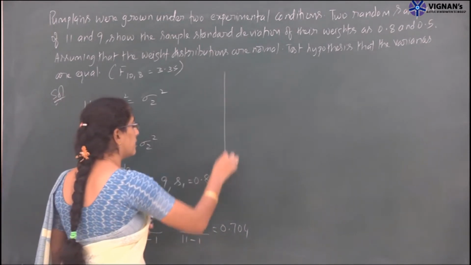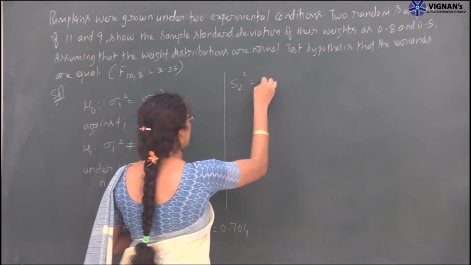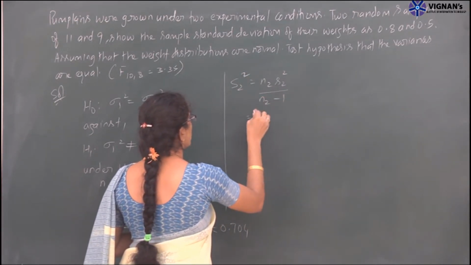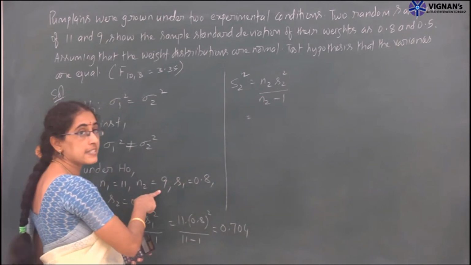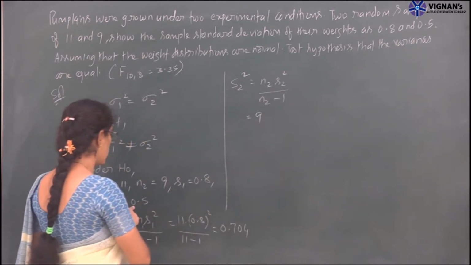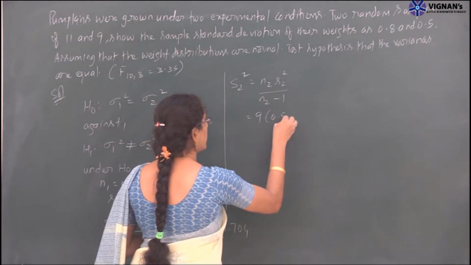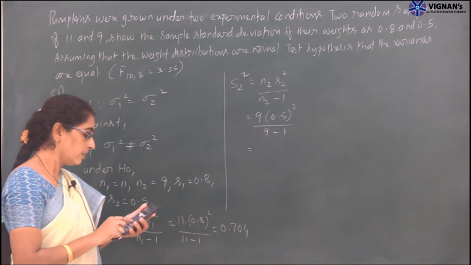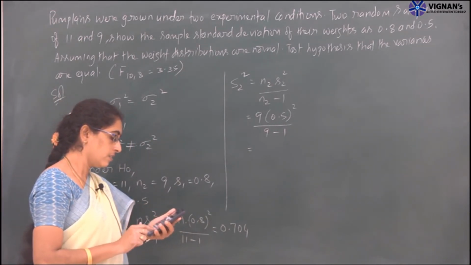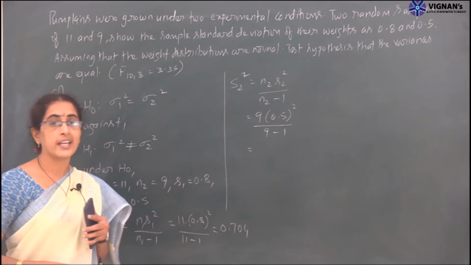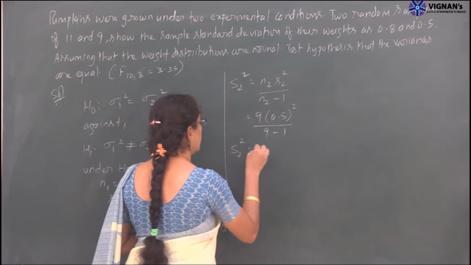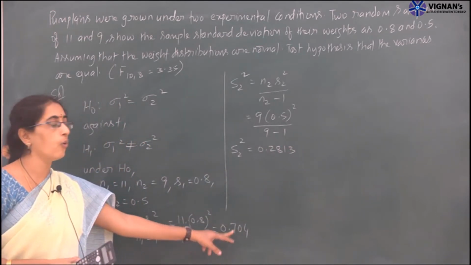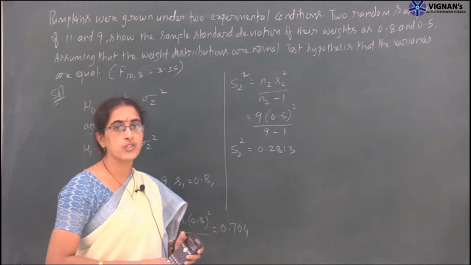Similarly, we calculate capital S2 square as n2 into small s2 square by n2 minus 1. Here the sample size n2 is 9, so 9 into 0.5 square by 9 minus 1, which is 0.2813. So capital S1 square is 0.704 and capital S2 square is 0.2813.